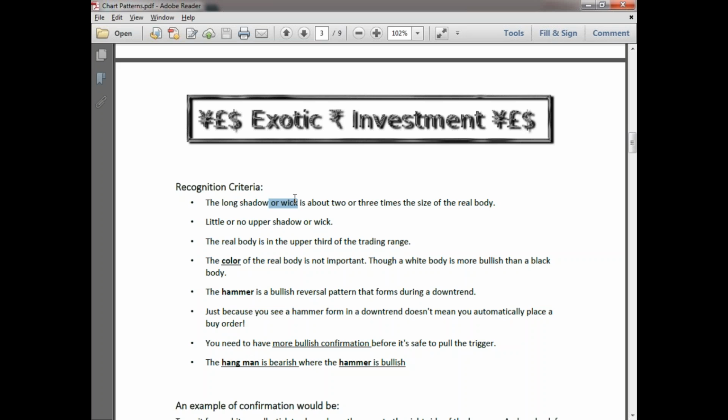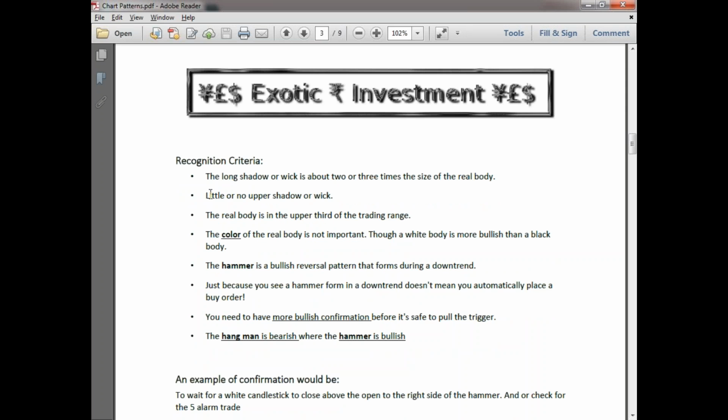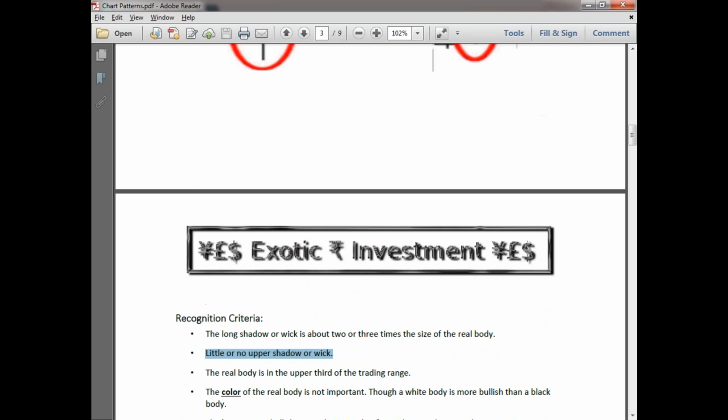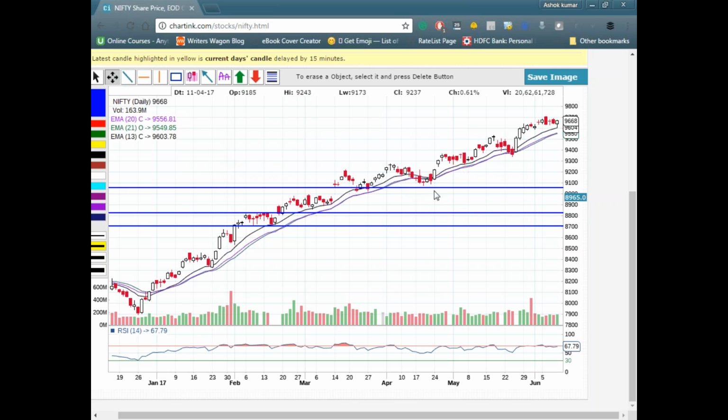The long shadow should be 2 or 3 times the real size of the body, with little or no upper shadow or wick. As I already told you, look at this, guys. There is a hanging man over here. There has been a secular bull run. There has been a hanging man over here, and afterwards the market fell to the level of 9,050 or such. So when did the hanging man happen? Almost around 9,200 levels. Around 9,205 levels the hanging man happened, and it closed at 9,205, and afterwards there is a reversal of pattern.